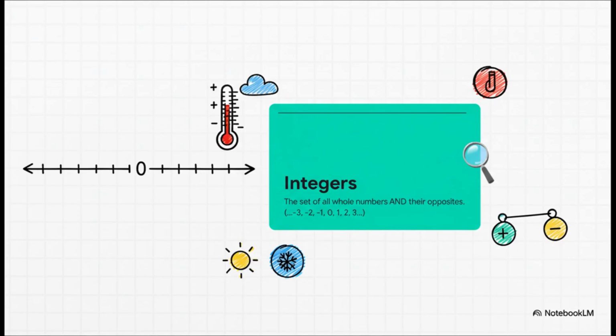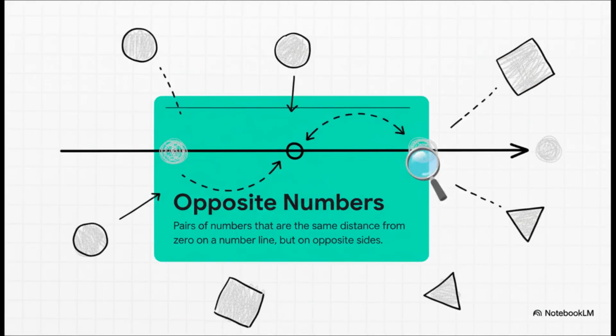Integers. This is the whole shebang. This set includes all the whole numbers, that's 0 and all the positives, but here's the kicker. They also include their direct opposites, the negative numbers. So for every positive number, like 1, 2, or 3, there's a negative counterpart. You know, this idea of opposites is the absolute key to the whole thing.